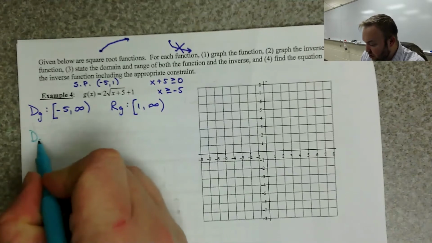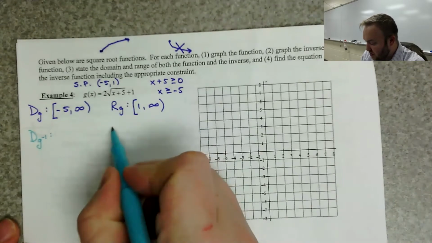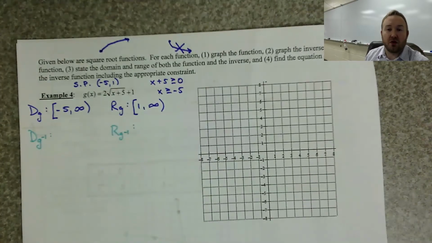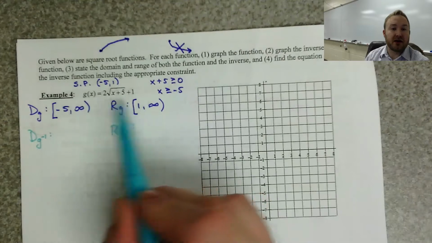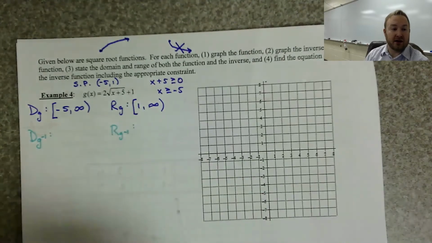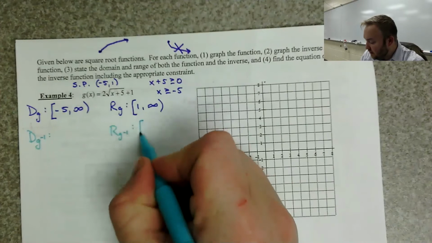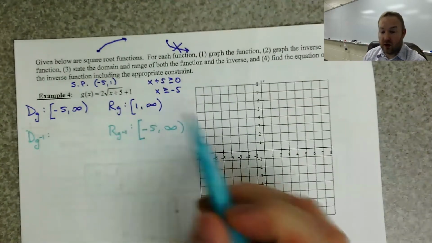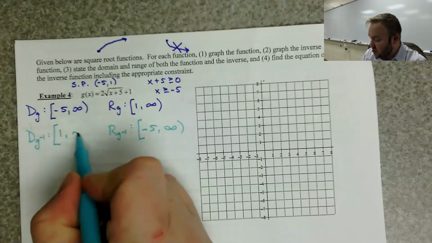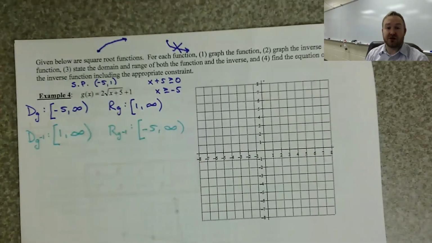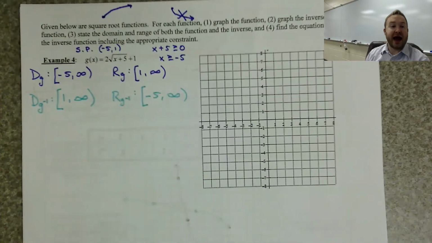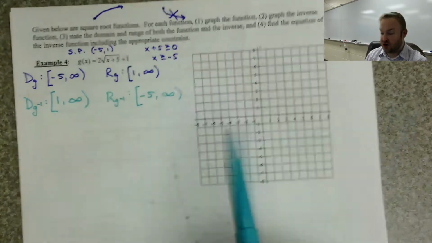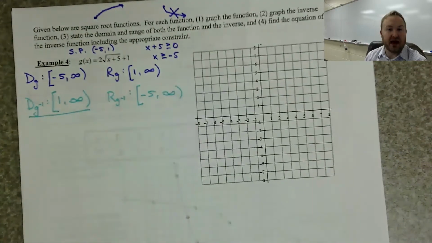So let's find the domain of the inverse and the range of the inverse. And this is the easiest thing in the world, because we're just going to flip this domain and range. The domain of G becomes the range of the inverse, and the range of G becomes the domain of the inverse. They just flip like that. Okay, now we want to find the equation of the inverse, including the constraint. The constraint's just going to be that new domain.